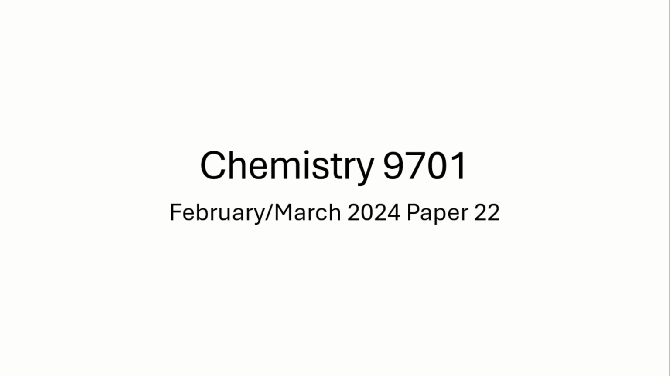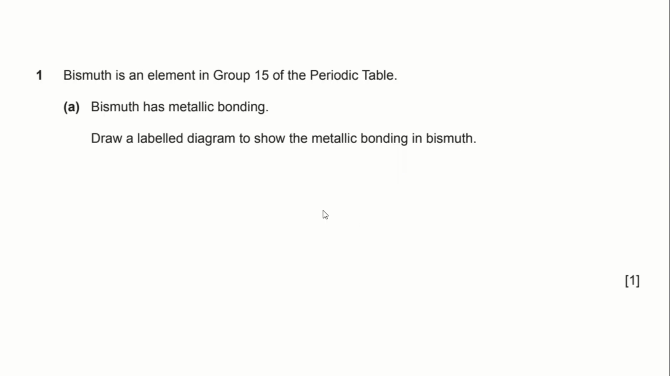In this video, I'm going to explain how to solve the questions in this February-March 2024 paper 2. Question 1a, we are asked to draw a labelled diagram to show the metallic bonding in bismuth. Bismuth is an element in group 15 of the periodic table, and the question tells us that it has metallic bonding.